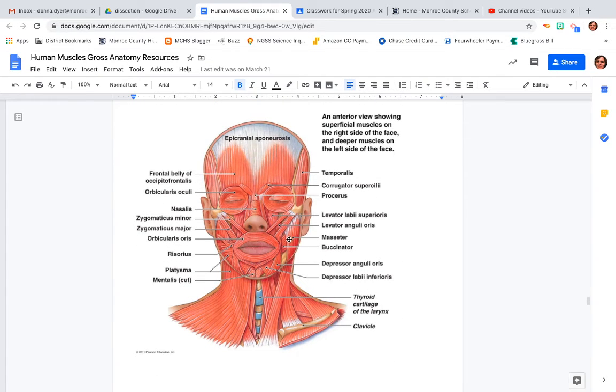We can see mainly here on the face, the main one you have to know is the masseter, but you can also see here there's that sternocleidomastoid on the neck. Again, it starts kind of at the back of the head at the bottom of the occipital bone and wraps around the neck and stops here at the clavicle. So that's the sternocleidomastoid.